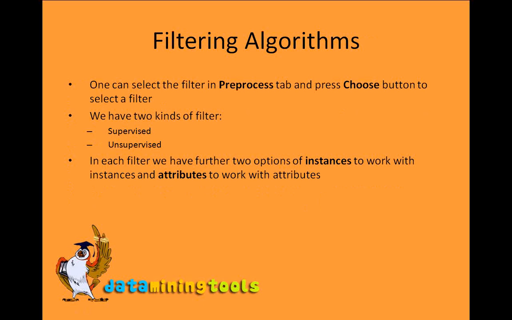Moving ahead, we come to filtering algorithms. Filtering algorithms can be accessed through the pre-process tab. We have 2 kinds of filtering algorithms, supervised and unsupervised, and each of these types of filtering algorithms has 2 options: one is to work with instances, and the other option is to work with attributes.